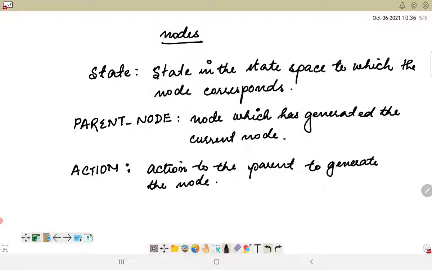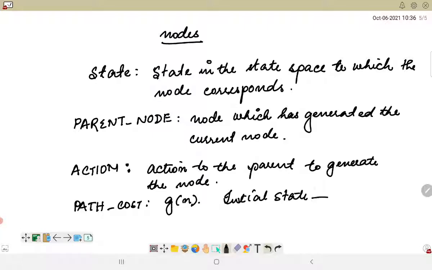And we also have path cost. Now path cost is typically represented using g of n, and it is the path from the initial state to the node. Suppose I have multiple nodes and I'm considering only this and this node, so it will have the cost from the initial state to that current node.